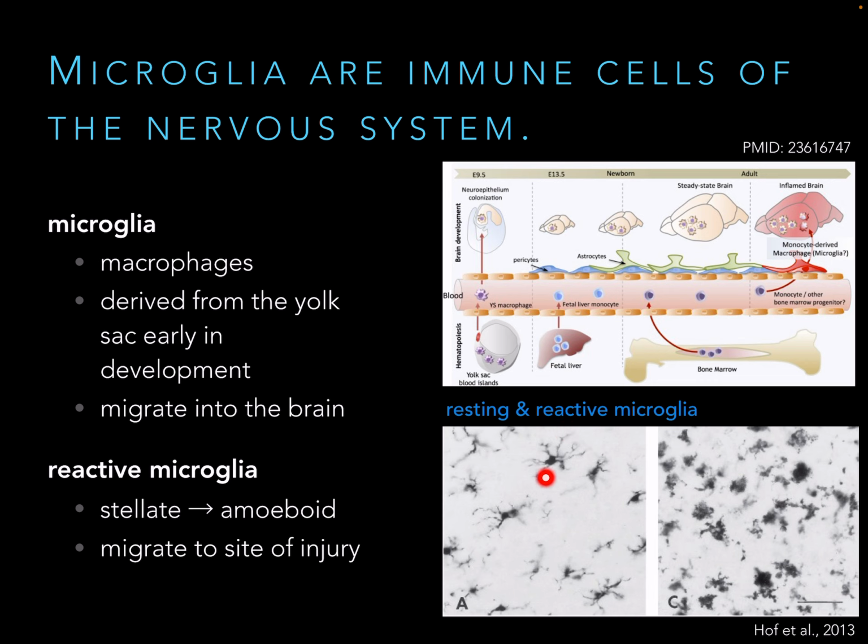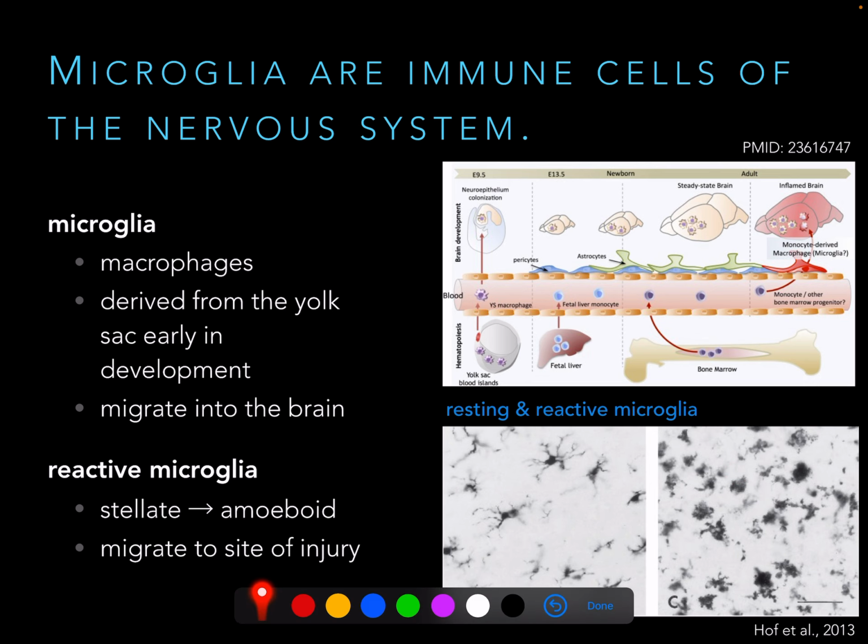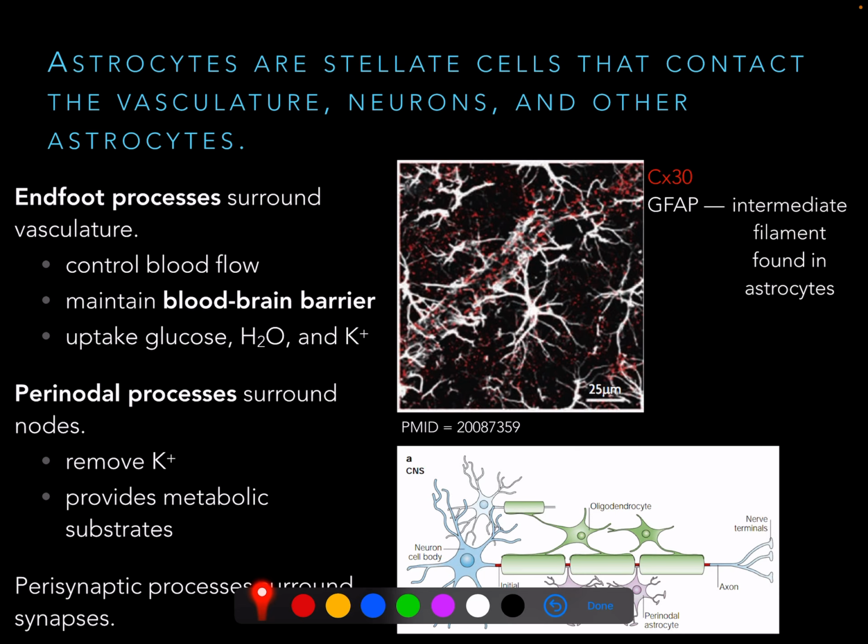If injury occurs or infection, they now look like little amoebas. And that just allows them to crawl to the site of injury and do what they do. More on that in a little bit. All the other functions, for the most part, are handled by astrocytes, which means star cells.